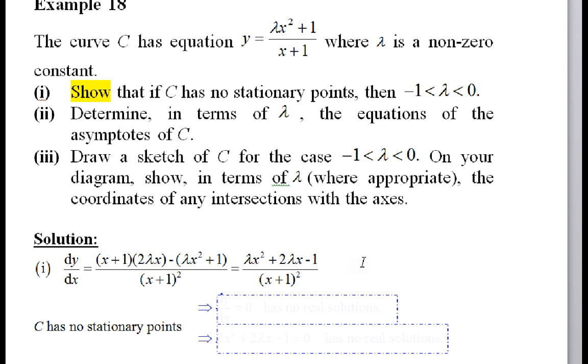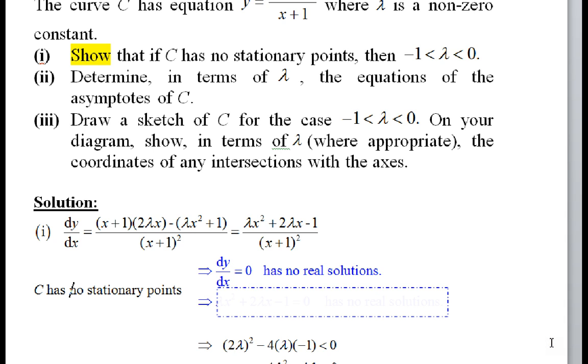Now, you're going to show that if C has no stationary point, so it's an if, right? So you know they tell you C has no stationary point. So if C has no stationary point, what would it mean? dy/dx cannot be equal to 0. Very good. Which actually means that dy/dx equals 0 has no real solutions. Am I right? No real solutions, cannot be equal to 0, correct? Fine. No real solutions.